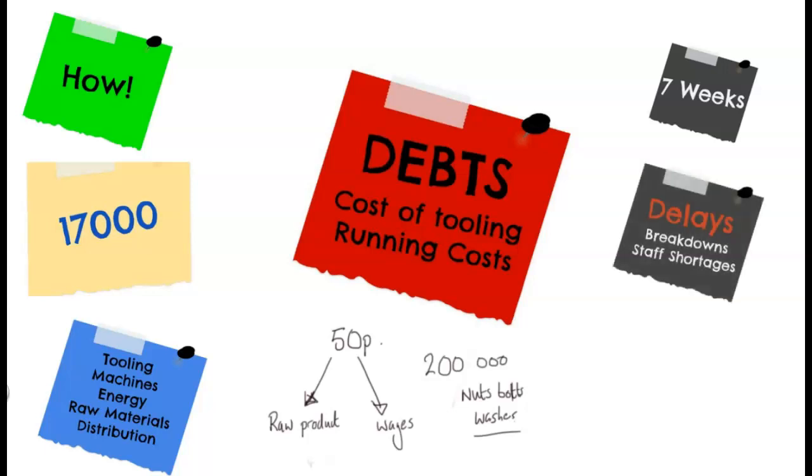However, there could be delays to that. There could be breakdowns, poor maintenance, or just something catastrophic goes wrong and one of the machines goes out of action completely. And there could be staff shortages, so people going off sick, holidays, and so on. All these things need to be factored in. Some of them you can't.